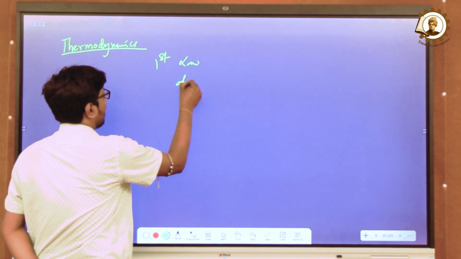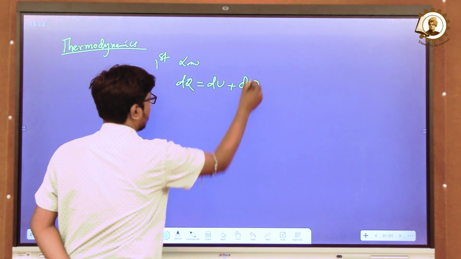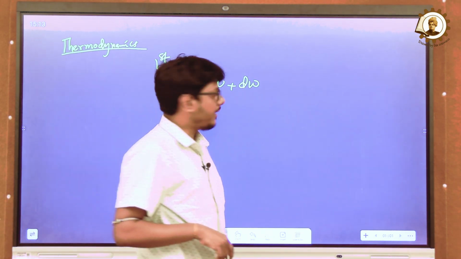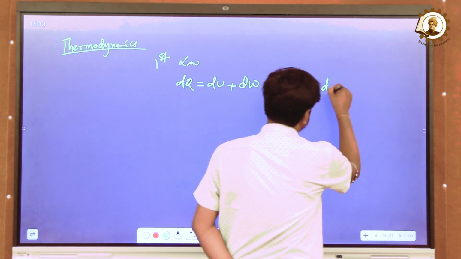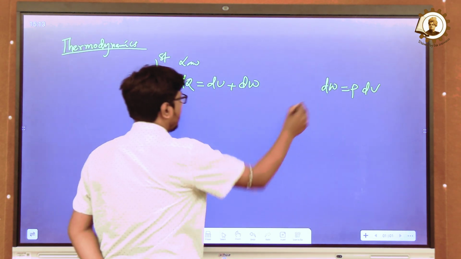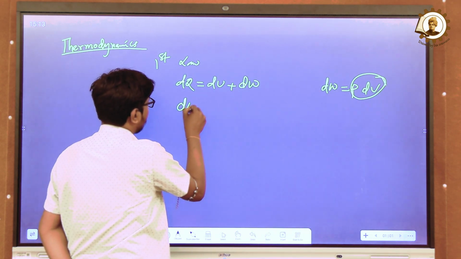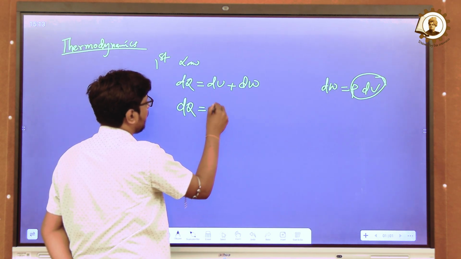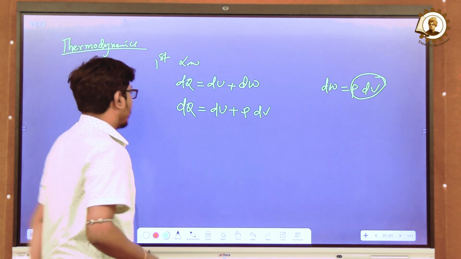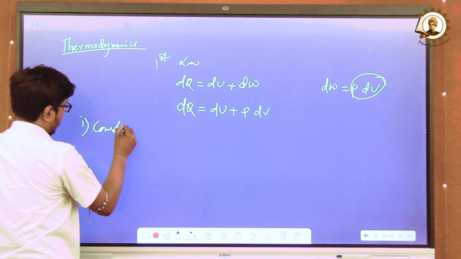we have dq is equal to du plus dw. Okay. Now, in the previous class, I have proved that dw we can write as pdv. Okay. So, if we replace this pdv in the equation, then the equation becomes dq is equal to du plus pdv. Okay, right? Now, this is for the constant volume process.